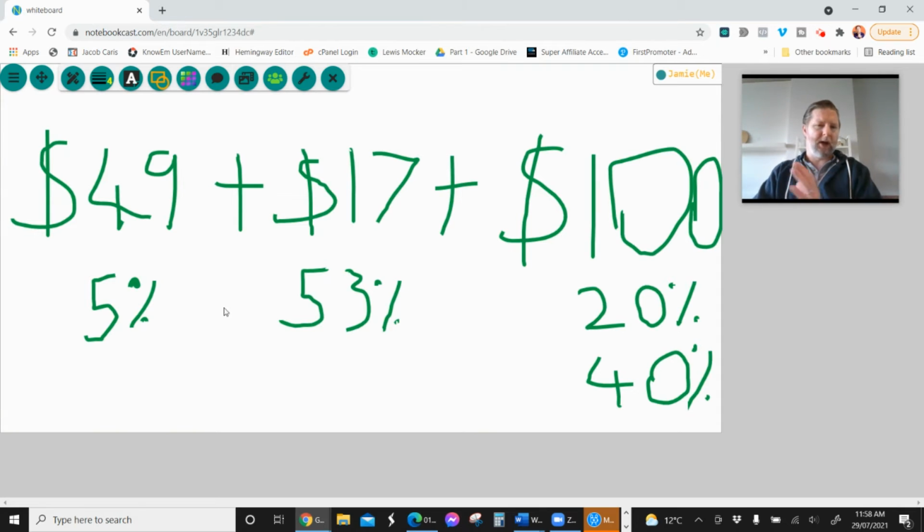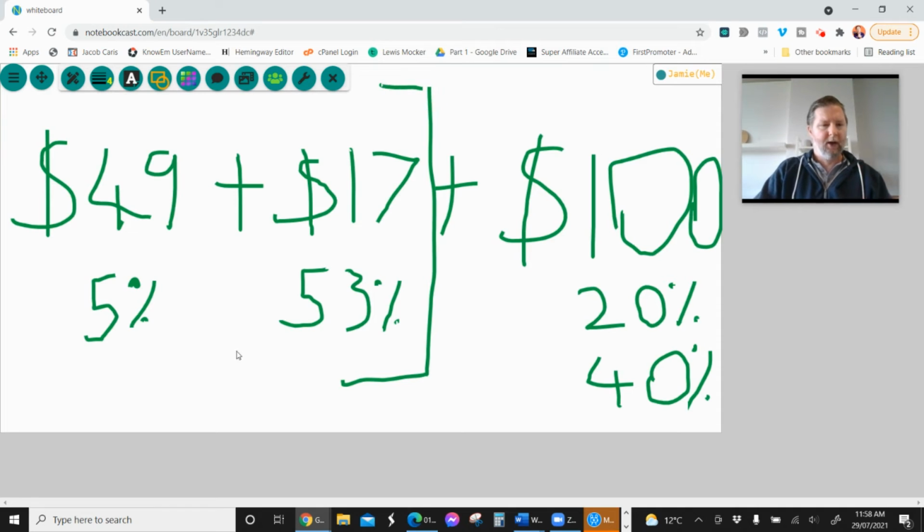Right, so now we can start working out some stuff. What it means is that if we know we're running paid traffic, and let's say, combined, just the front end offer, just this first part, the average order value is, like I say, about $57, just for argument's sake.